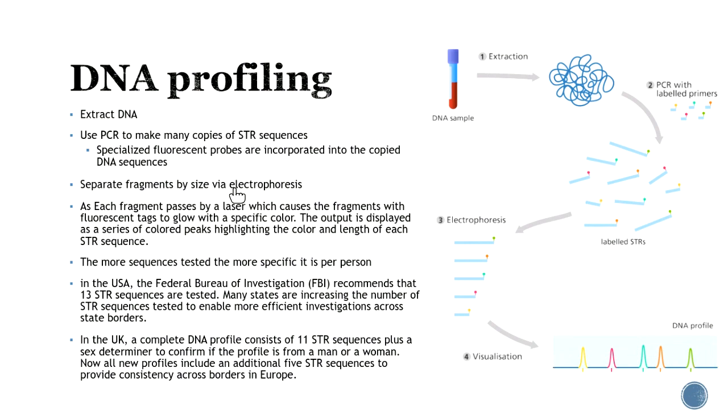Now, one of the things is the more sequences tested, the more specific it is per person. Currently, the FBI recommends we do 13 STR sequences to test. Some in the UK only use 11, but they also use a sex determiner to make sure it's the right gender. It depends what country you are, but that's a little more information about how they do DNA profiling. It's kind of cool.